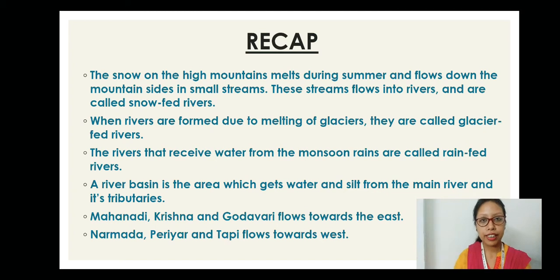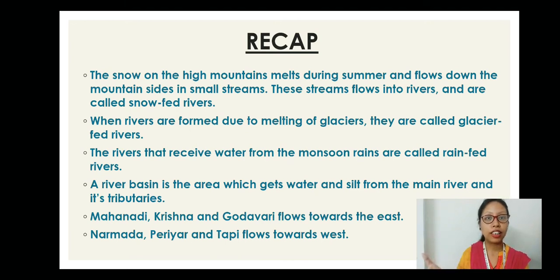So in our previous class, we have learnt that the snow on the high mountains melts during summer and flows down the mountain sides in small streams. And these streams then flow into the river. That means it joins the rivers. And these particular rivers are called snow-fed rivers because they come from the snow. And then the second point is when rivers are formed due to melting of glaciers, they are called glacier-fed rivers.